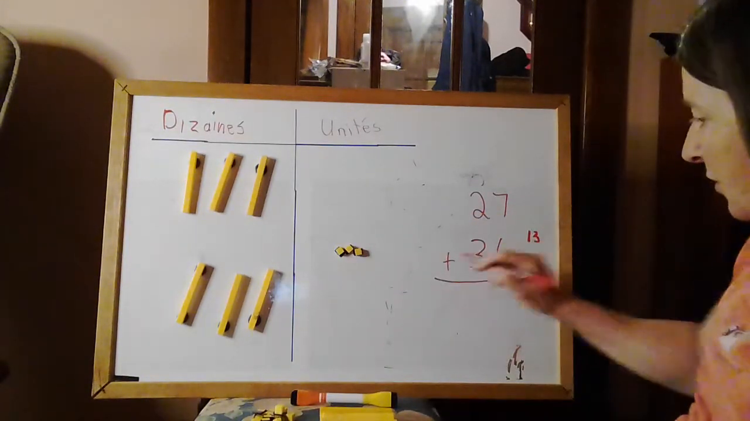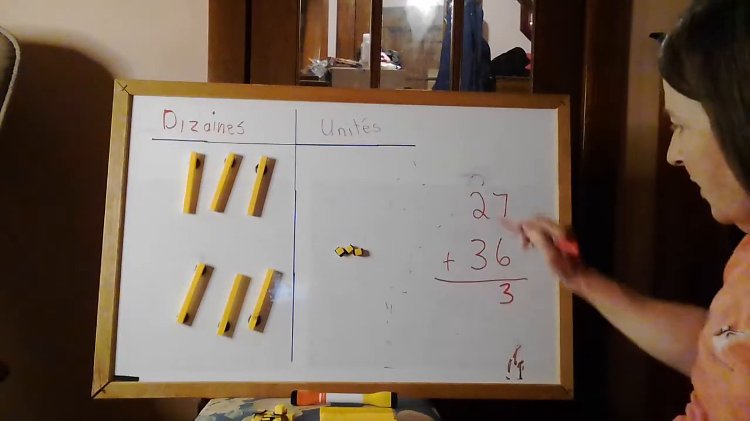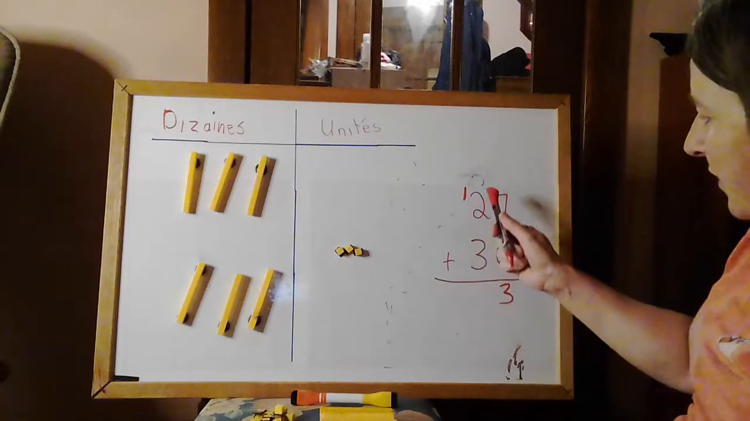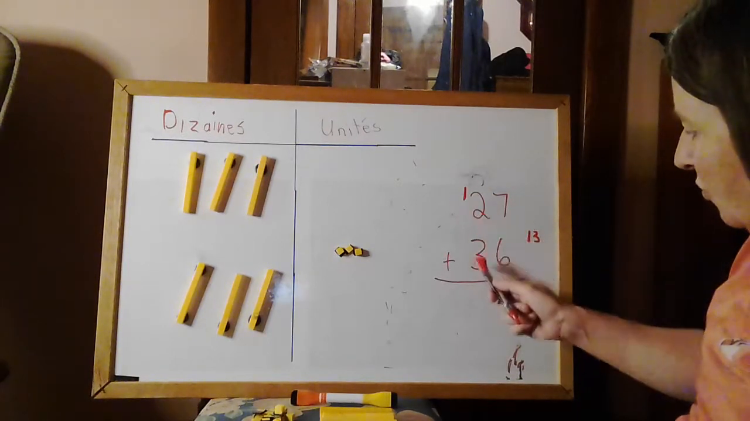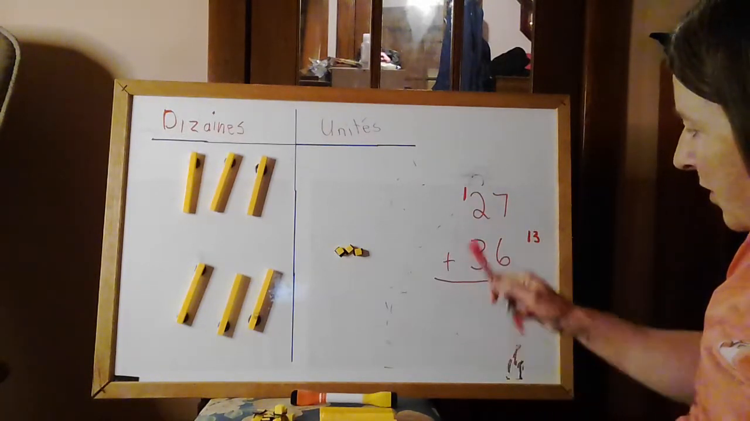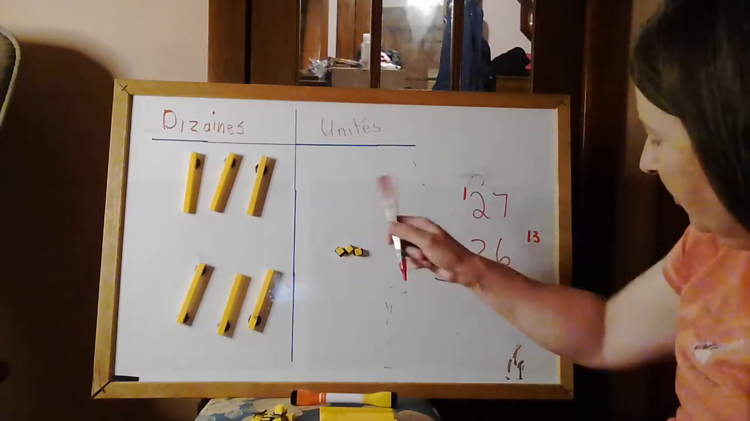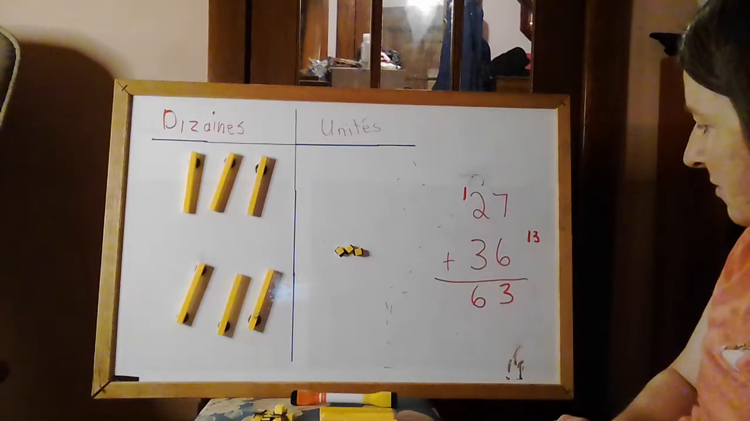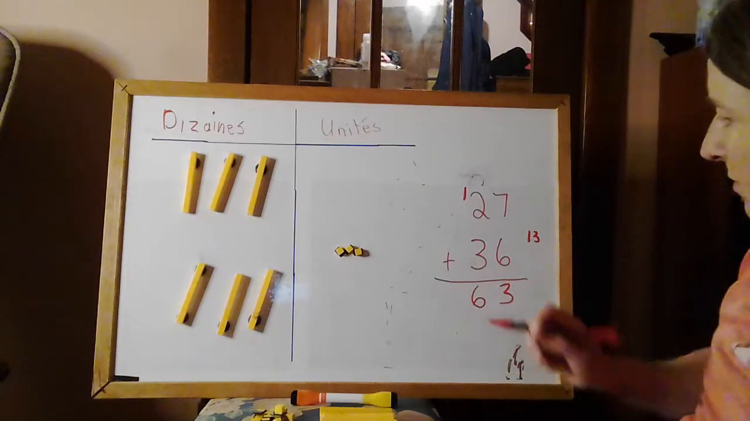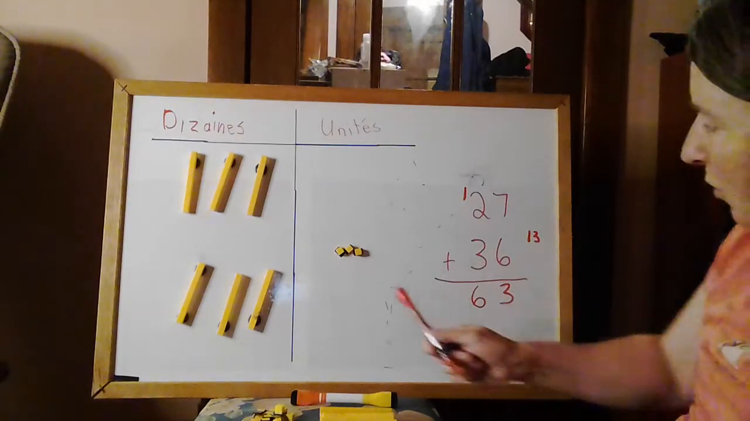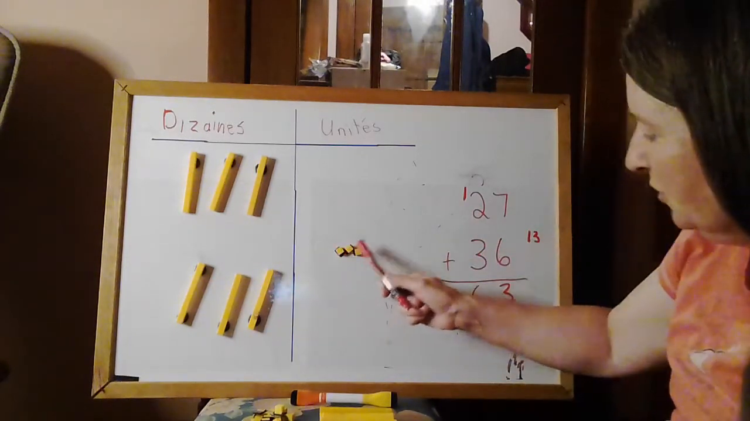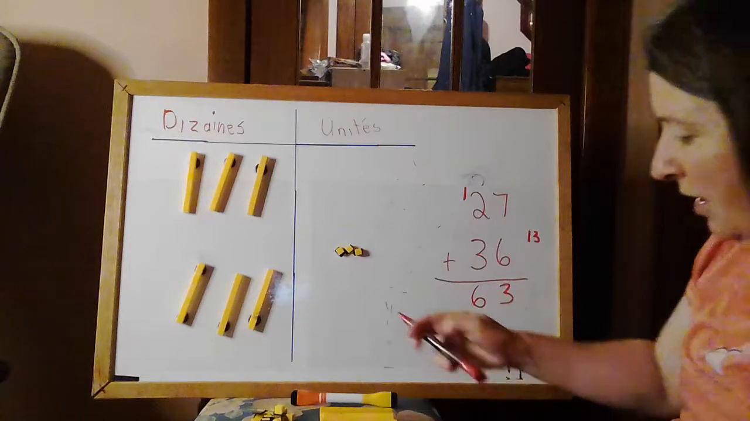And this left us with 3 ones, and we have our group of 10 over here, which gave us a group of 10 and 2 and 3. And added up, that gave us 6 tens, for a total of 10, 20, 30, 40, 50, 60, 61, 62, 63.